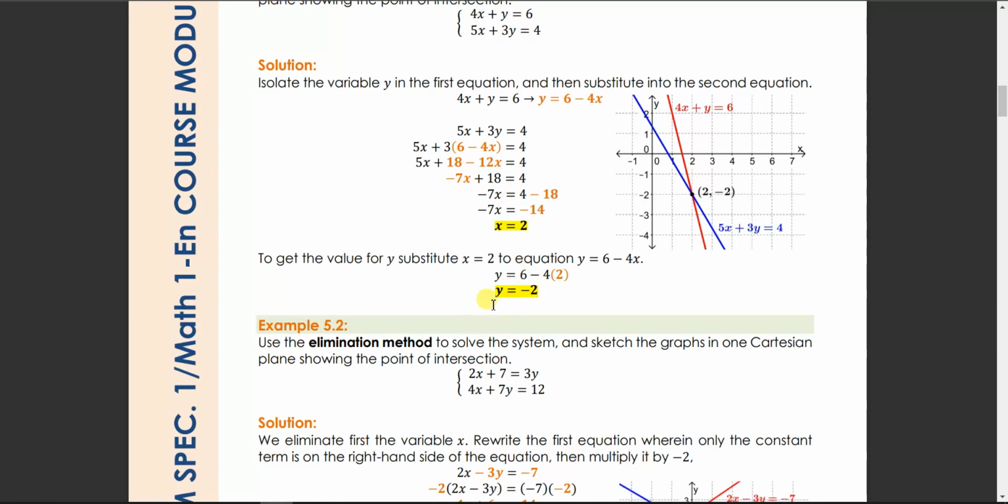So that is y is equal to 6 minus 4. Our value of x here is 2, so that's why we have 2 here. So 6 minus 4 times 2. We are going to multiply this first. 4 times 2 is equal to 8. Then 6 minus 8 is equal to negative 2. Then we have our final answer: x is equal to 2 and y is equal to negative 2.